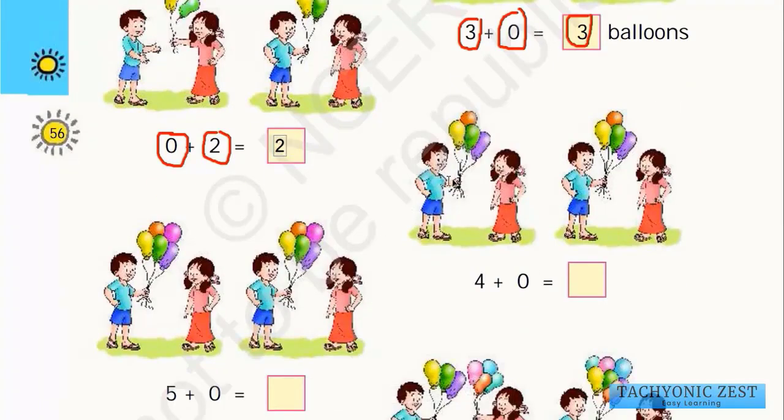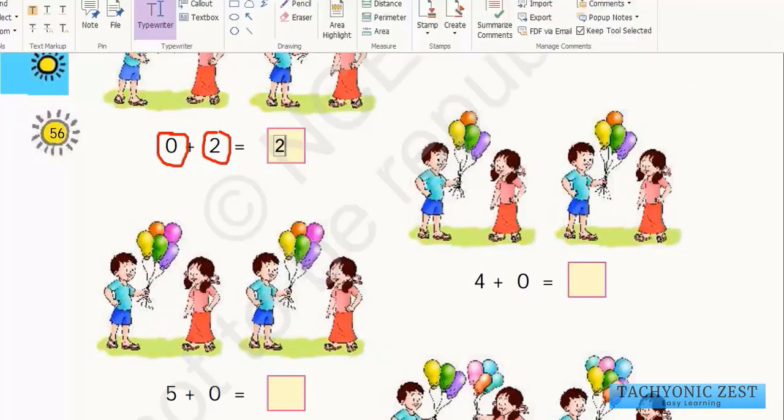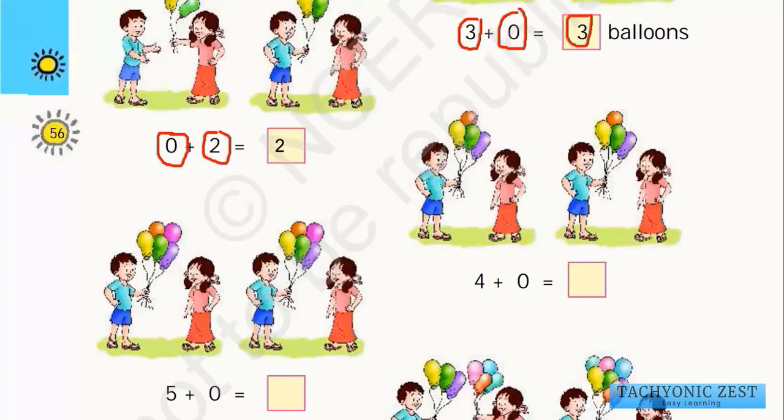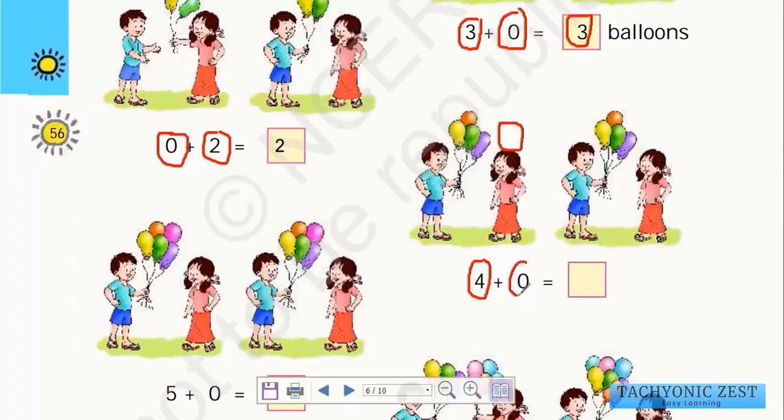In this question, the boy has how many balloons? If we see the boy, let us count 1, 2, 3, 4. So at the starting the boy has 4 balloons, and the girl has how many balloons? If you see, the girl has 0 balloons. So the boy had 4 balloons and the girl had 0 balloons. Then the girl gave all her balloons to the boy. So finally, how many balloons did the girl give to the boy? 0 balloons.